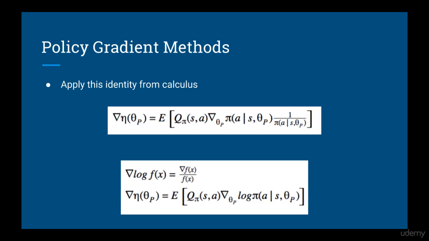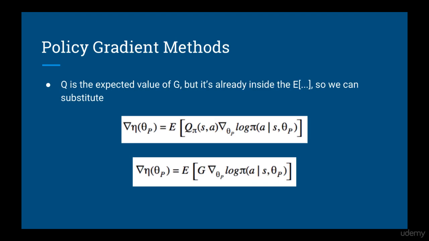What we can further do is use an identity from calculus. The gradient of log f is the gradient of f divided by f. The last step is to realize that q is actually the expected value of the return g, so we can replace that with g itself, since it all goes inside the expected value.